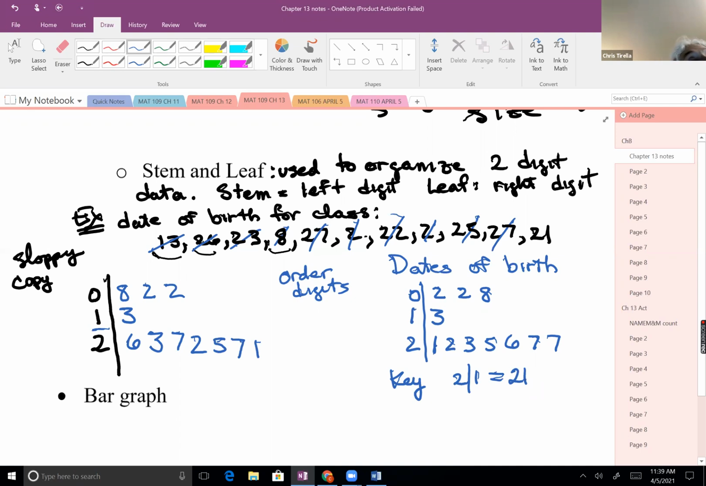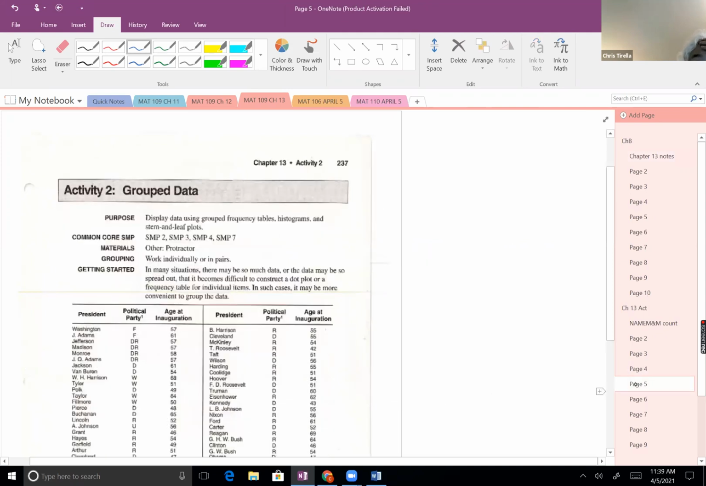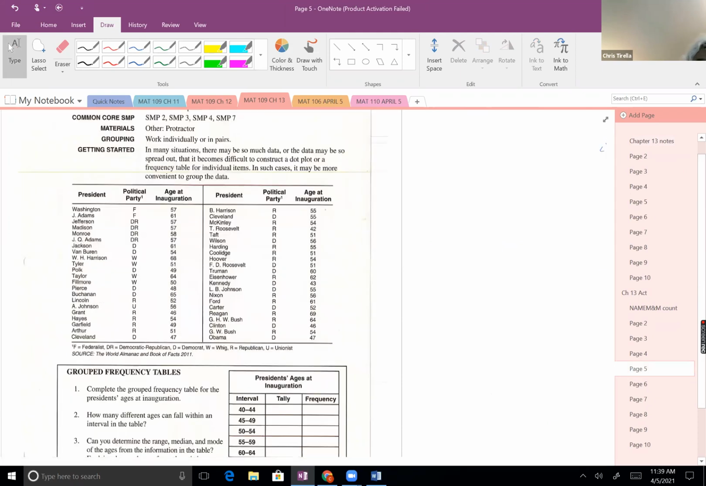I'm going to scooch down to page 1, 2, 3, 4, 5. Oh, no, I'm missing it. Oh, it's because the other activity is gone. Let's look at, I think it's page 5 of the activities. Again, this is a little bit dated. It doesn't include some of the more recent presidents. Your activity manual might. It's got the ages of presidents through Obama at inauguration.